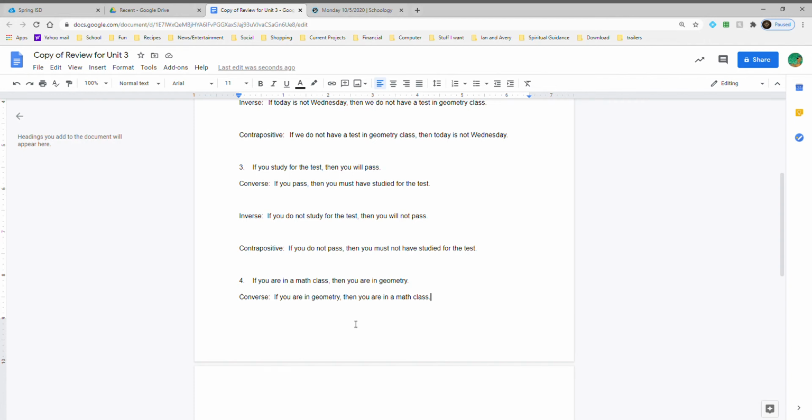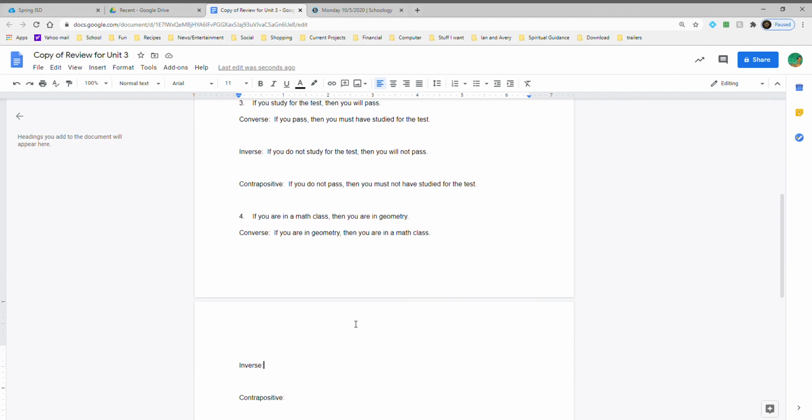All right. Next, I've got my inverse. That's where I take my original statement and I just make them the nots. And so it would be, if you are not in a math class, then you are not in geometry. And then the contrapositive is when you flip them and make them the opposite. So I'm going to take the flip part, the converse, and paste it down here. And then I'm going to put the nots in. If you are not in geometry, then you are not in a math class.